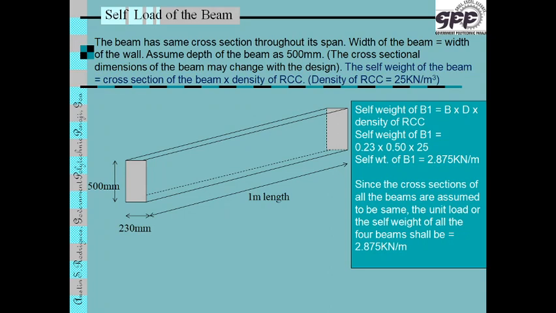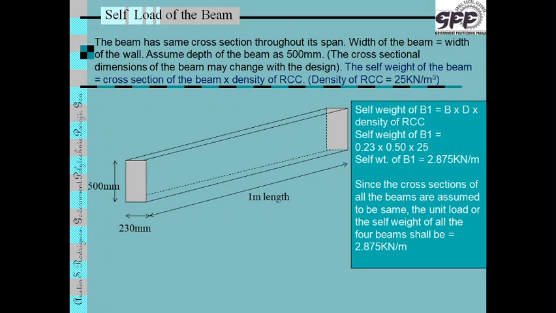If I consider any 1 meter length portion of the beam, then the self weight, its own weight, will be calculated as the cross section of the beam multiplied by the unit load, or what we understand it as density of RCC. The IS code tells us that when it is RCC, the density of RCC is to be taken as 25 kilonewton per meter cube. So looking at the beam over here, the beam element is 230 mm, which is assumed as the wall thickness. The depth of the beam is 500 mm.